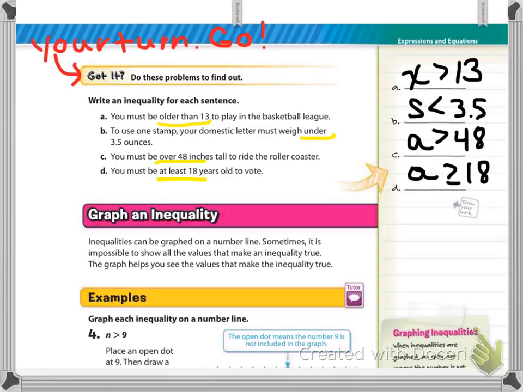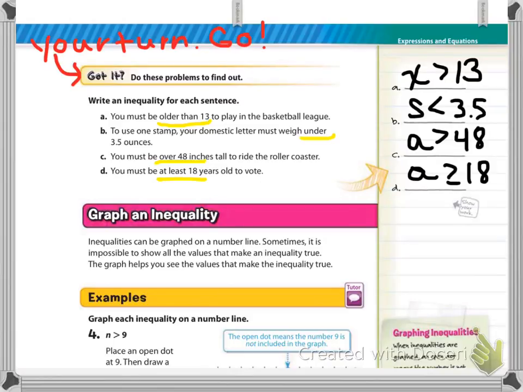Okay, check your answers. A, older than 13 to play in the basketball league. You cannot be exactly 13, only older than. So greater than would be the only correct symbol. B, stamp your domestic letter must weigh under 3.5 ounces. It cannot weigh exactly 3.5 ounces. It has to weigh less than that.